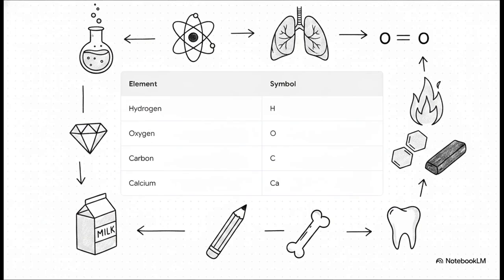The first letter is always capitalized, and if there happens to be a second letter, it's always written in lowercase. And honestly, for a lot of the first 20 elements, cracking this code is a total breeze because the symbol perfectly matches the name. Hydrogen is just H, oxygen is O, carbon is C, and calcium simply takes the first two letters to become Ca. It's highly logical and very easy to memorize.